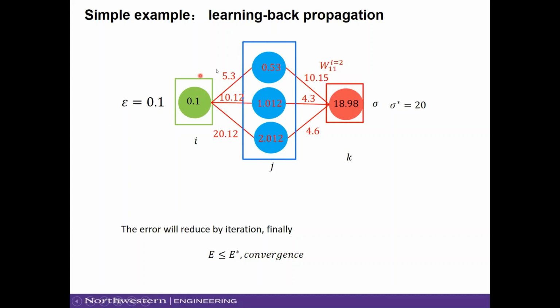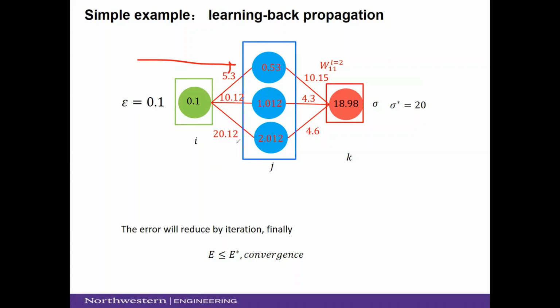It will get multiplied with the new weights and become 0.53, 1.012, 2.012. And these will be multiplied with these new sets of weights. Finally, I get 18.98. Previously, it was 17. But by changing the values of the weights, I have gotten a more accurate result. And this is just one iteration.